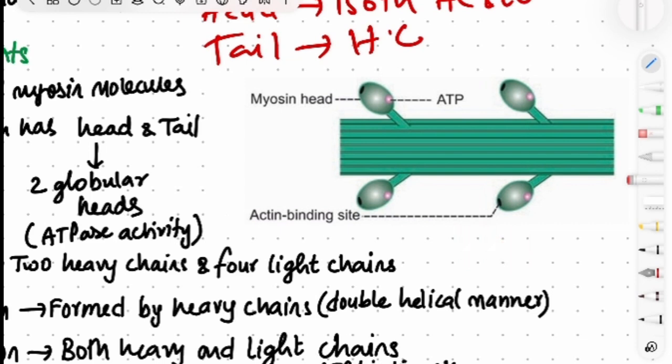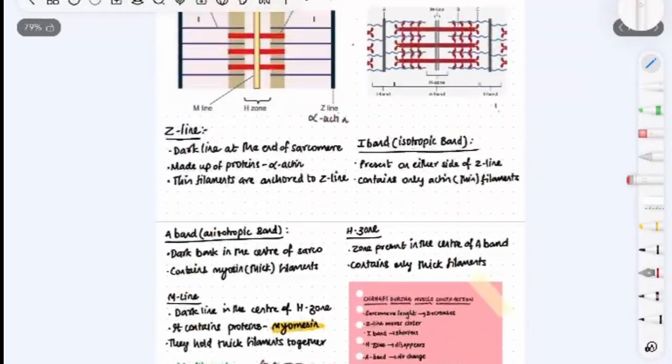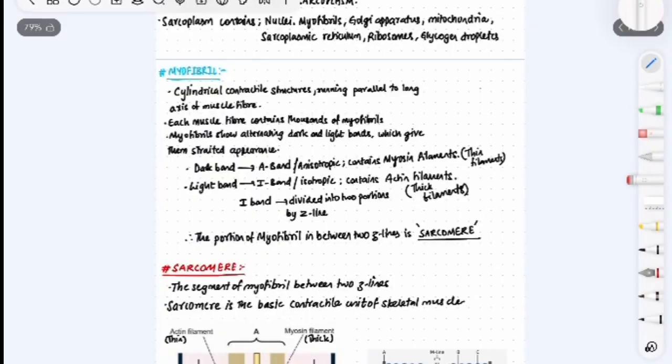Okay, I hope you guys are clear. If you have any doubts, please do comment in the comment section. So this is the structure of a skeletal muscle. Sarcomere is important. It's a 5 marks question. Please do learn it, remember it, and revise it.